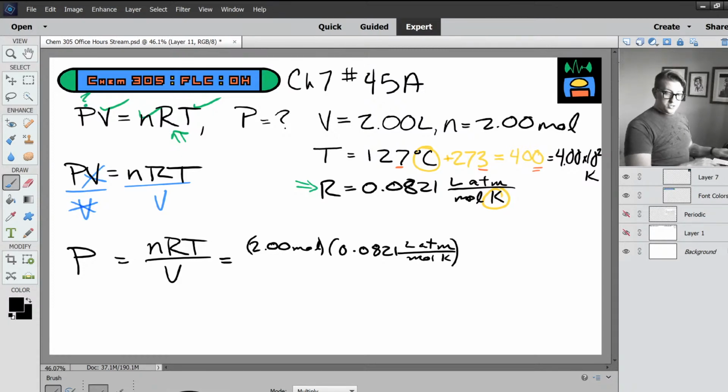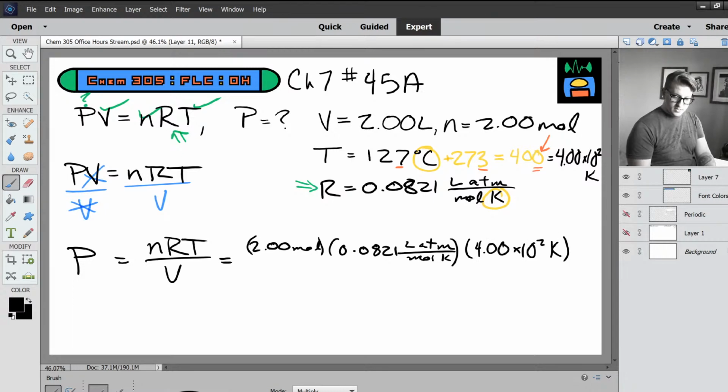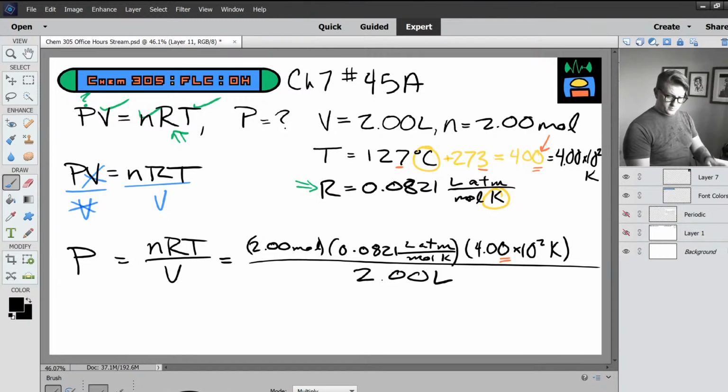400 needs to have 3 sig figs because we added 127 and 273. So our last sig fig needs to be right there in the ones place, so we write it in scientific notation. Our temperature is 4.00 times 10 squared Kelvin. So that last significant digit is right in place. And we divide by our volume, 2.00 liters.